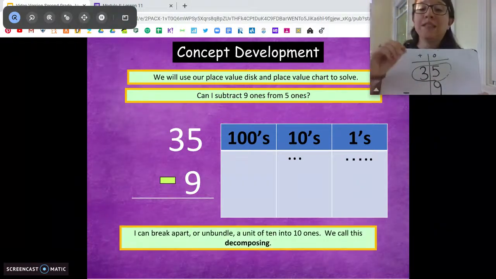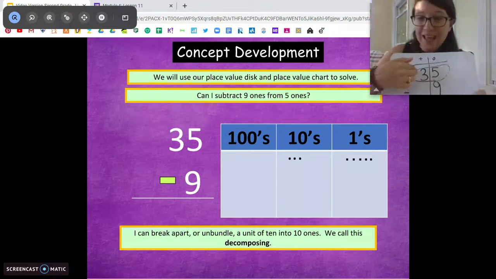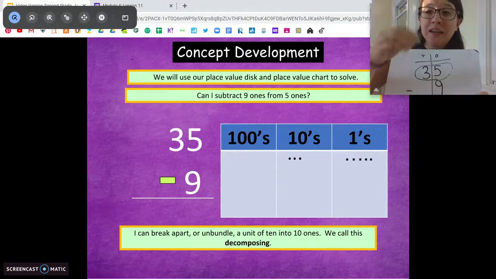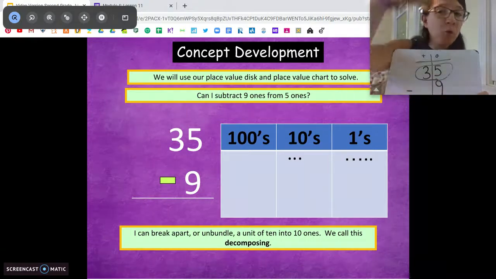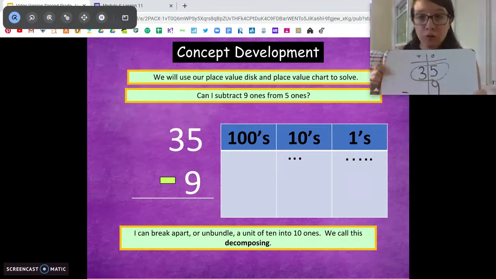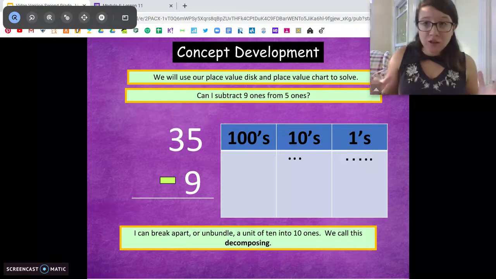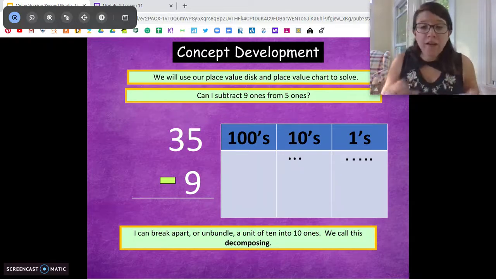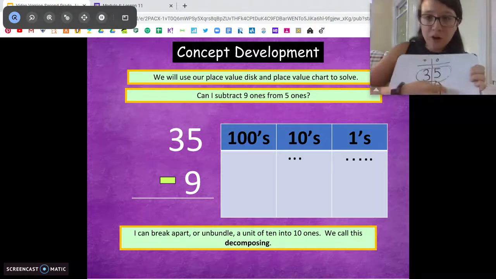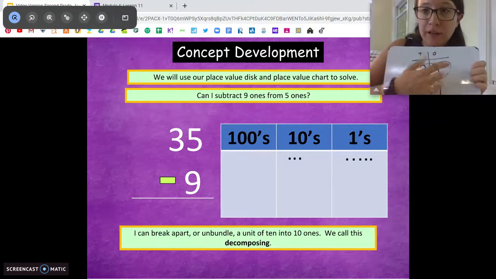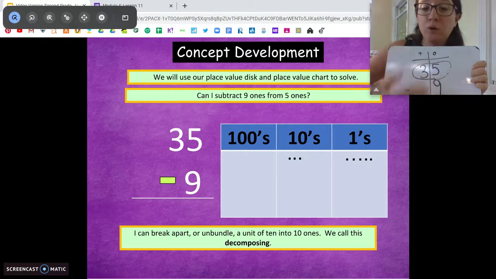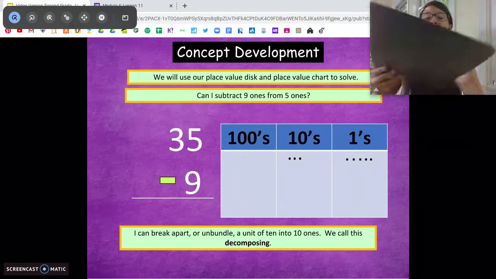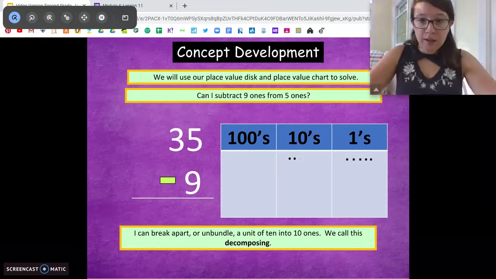What you're going to do is unbundle or break apart one of the tens. And you're going to decompose it. And you're going to move those tens back over to the one side. This is called decomposing. So it's pretty much the opposite of addition. When this number on the bottom is bigger than this number in your ones place, you have to decompose. You have to unbundle. So we're going to take one of our tens away.